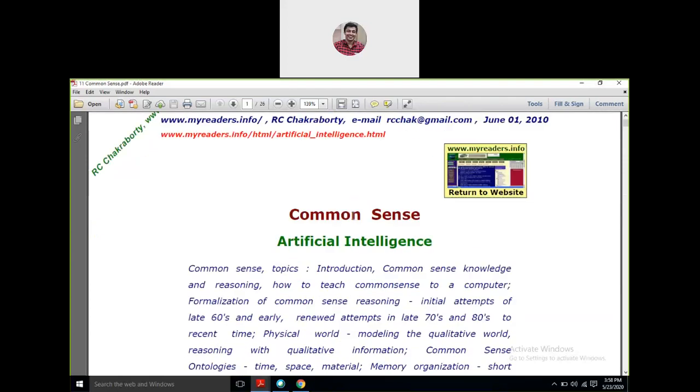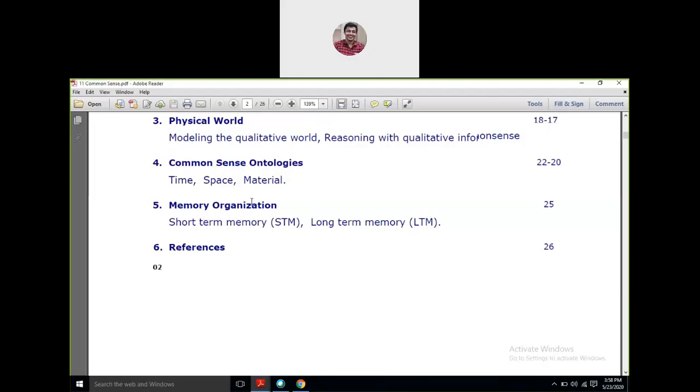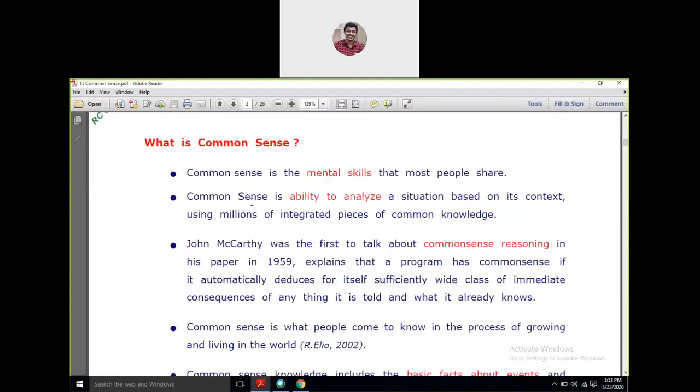Now comes the last part of it. The last part, of course, is common sense. Common sense is the mental skills that most people share. As it is nicely said, common sense is not so common. John McCarthy came up with a common sense reasoning mechanism in 1959. They talked about what basically common sense is.